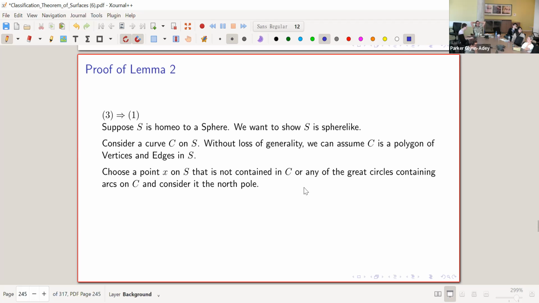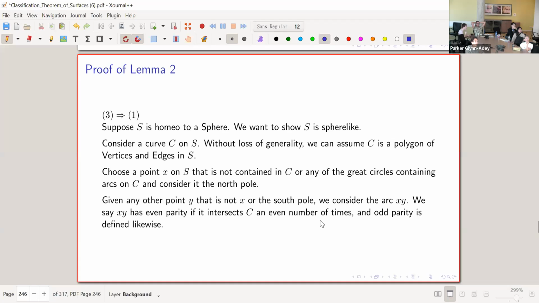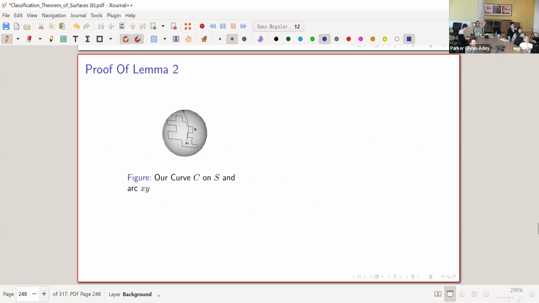So we can choose a point X that is not contained in C or any of the great circles containing arcs of C, and consider it the North Pole. Given any other point Y that is not X or the South Pole, we consider the arc XY. We say XY has even parity if it intersects C an even number of times, and odd parity defined likewise. So it'll look like this.